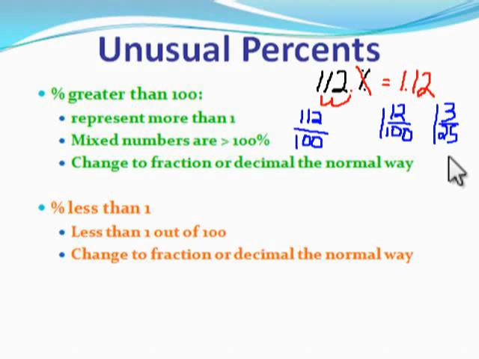Now what about the percents that are less than 1? Unfortunately, these are the ones that are the most tricky, I believe. And I think it's because sometimes we're just not used to looking at those decimals with lots of zeros in there. So what if we had a percent that was less than 1? Let's say, for example, we have 0.6%. Okay, we have a very small amount.